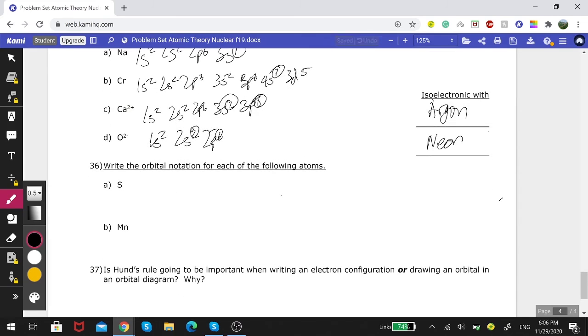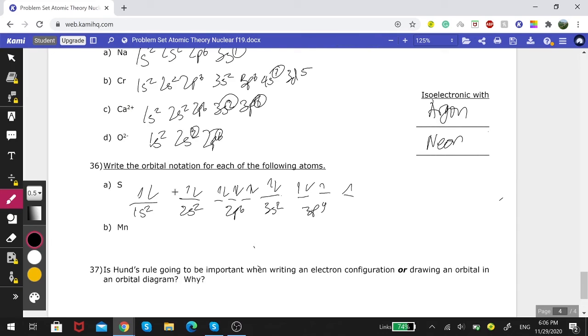Now, write the orbital notation for the following atoms. S: 1s2, 2s2, 2p6, 3s2, 3p4. The orbital boxes are filled with arrows accordingly.